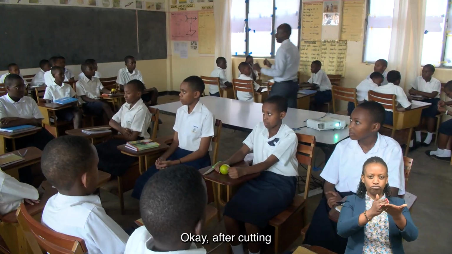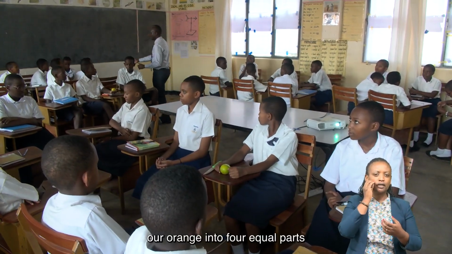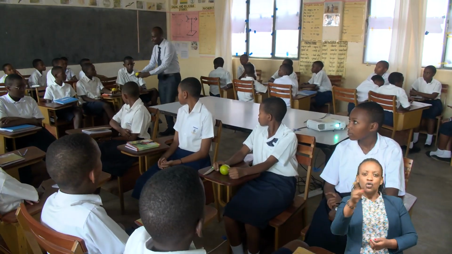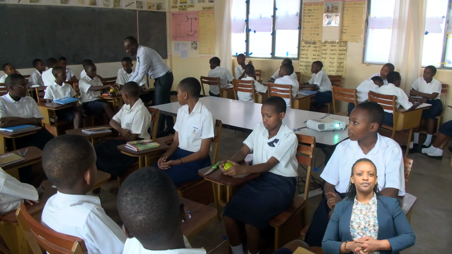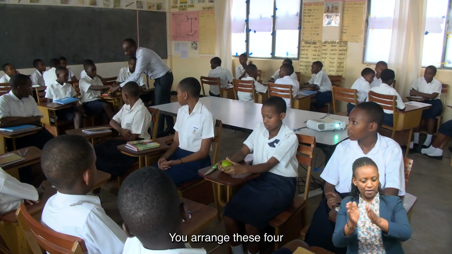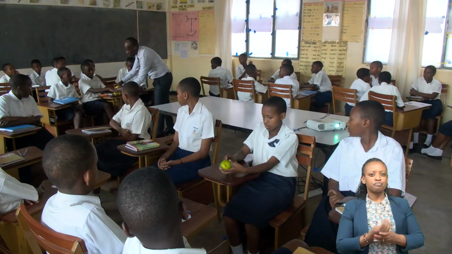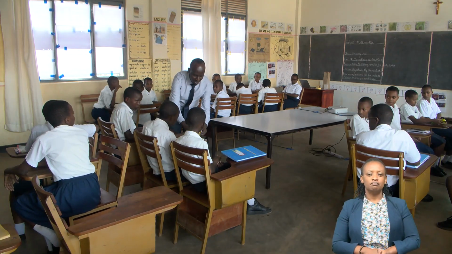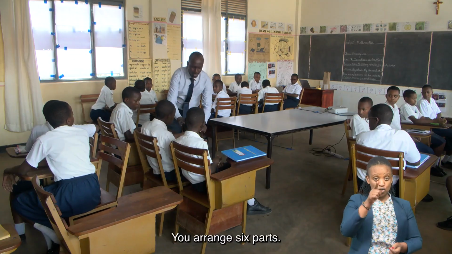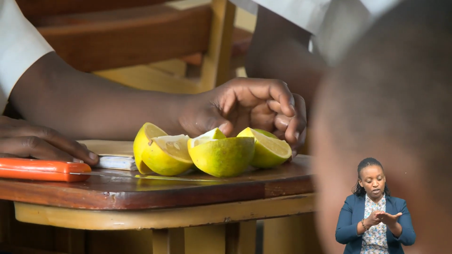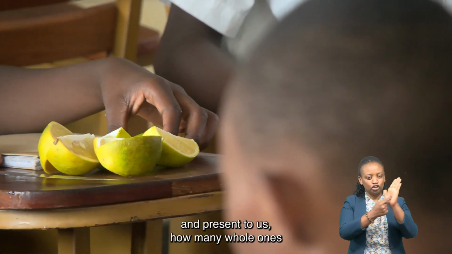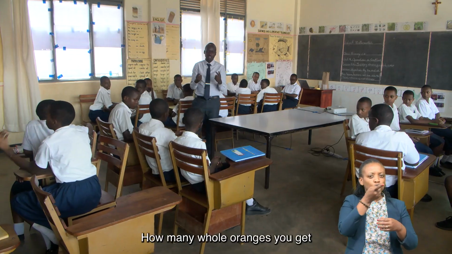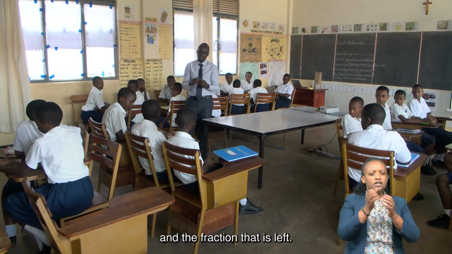After cutting our orange into 4 equal parts, you arrange these 4. You arrange 6 parts and present to us how many whole oranges you get and the fraction that is left.